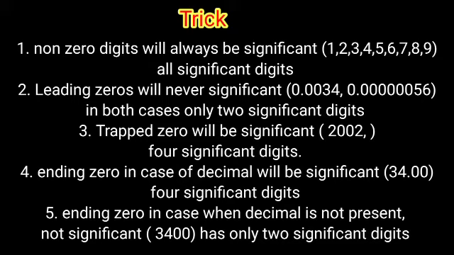Number 3. Trapped 0 will be significant. Trapped 0 means the 0 between the 2 significant digits. So these 0 will be significant. For example, in this number 2002, 4 digits are significant.